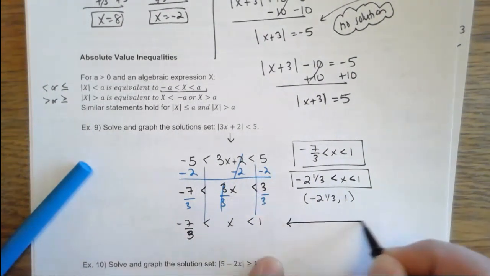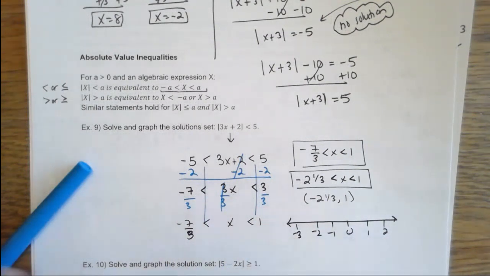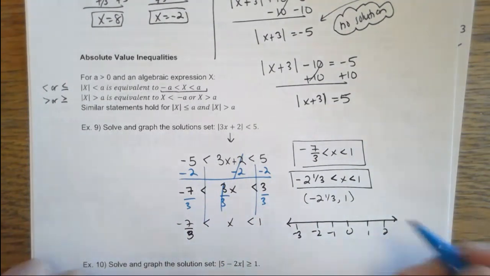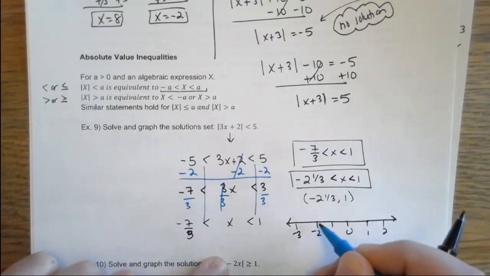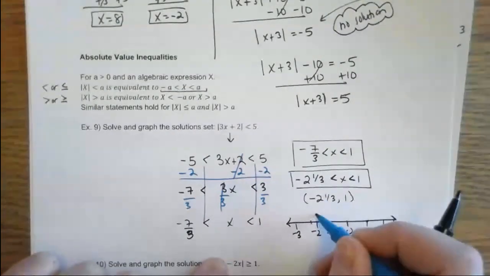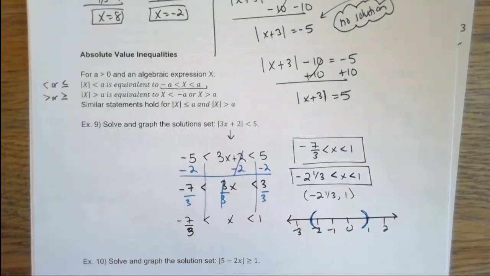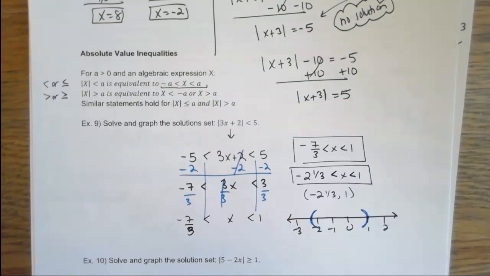And of course, you could also graph this. And you're just going to do your best to estimate. So 1 is pretty clear, right? But -2 1/3 is probably maybe like right here. And because I have those less than signs, I'm going to go ahead and use parentheses. This would be like using open circles, right? If you've seen it that way before.